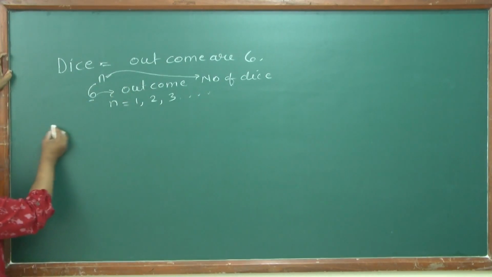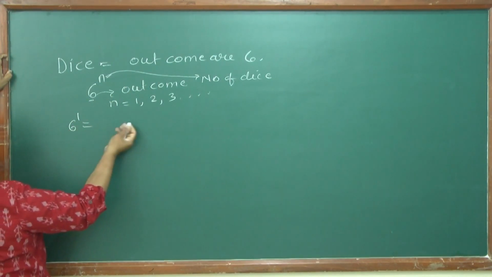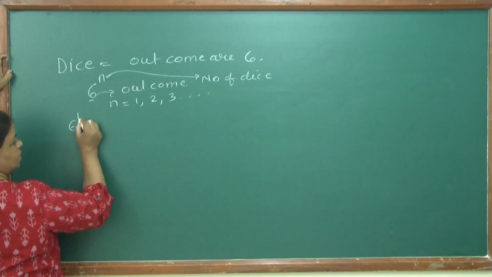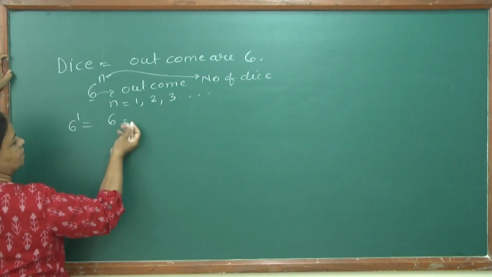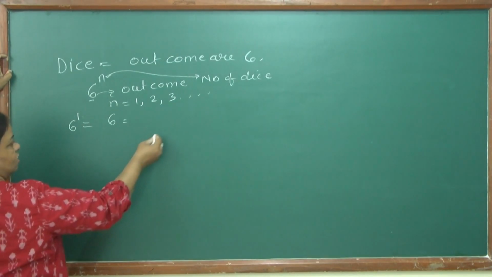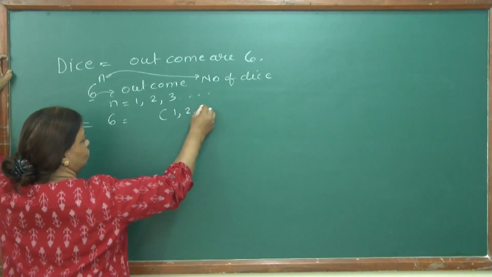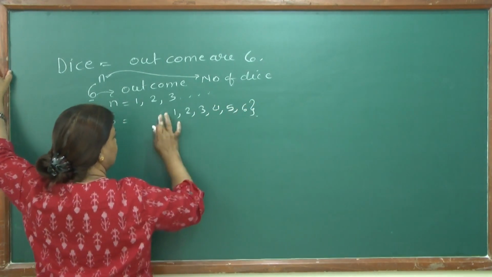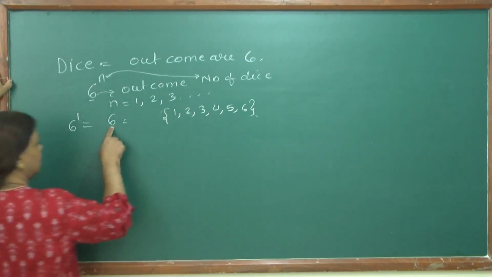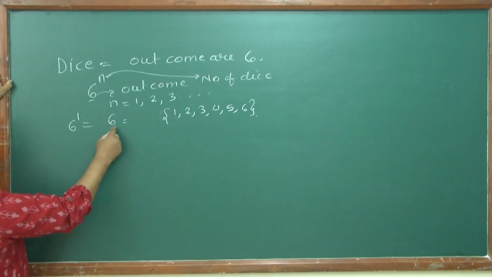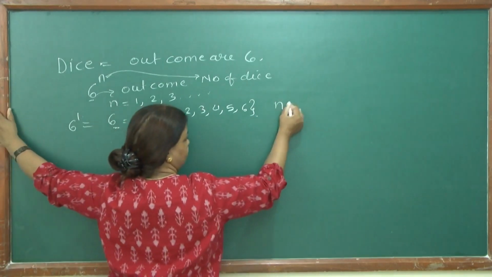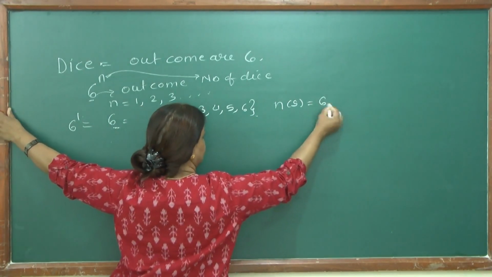Okay. If one die is thrown, the outcome will be 6 raised to 1 is 6. See, if I am writing one die is thrown, 1, 2, 3, 4, 5, 6. Got 6 is there. Okay, sample space. This is sample space which I got 6. Number of sample space I got 6.